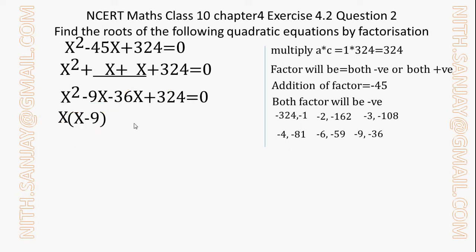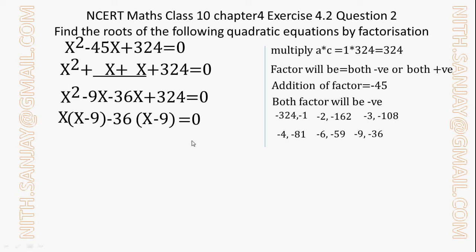So what I should do is, if I take minus 36 common from here, I will be left with x, and here I will be left with minus 9. So I have to take minus 36 common, so inside I will be left with x, because if I take minus 36 common from minus 36x, x is left, and if I take minus 36 common from plus 324, I will be left with minus 9.